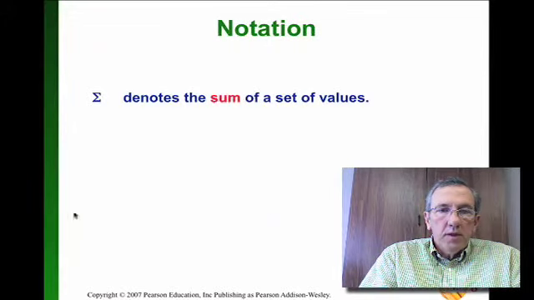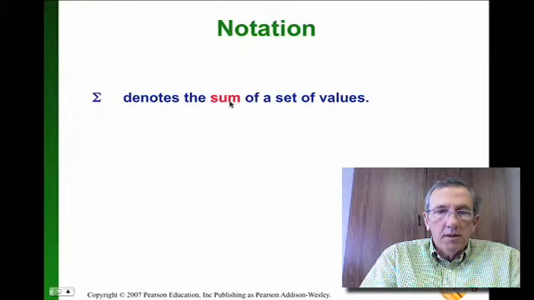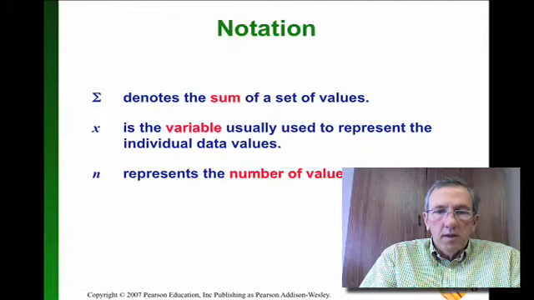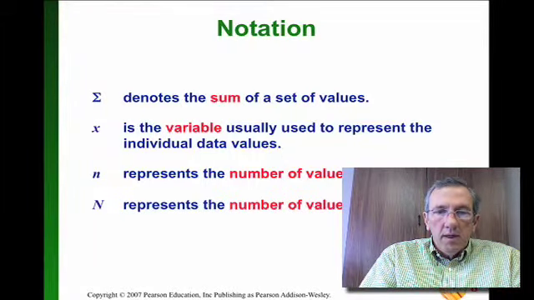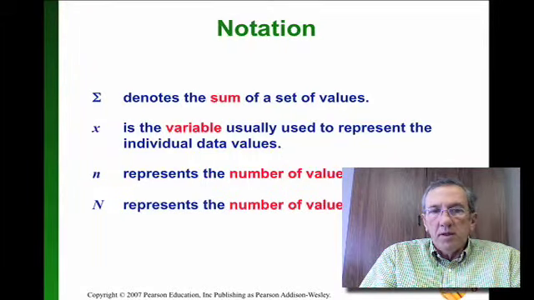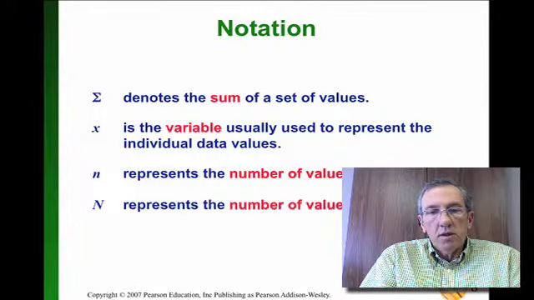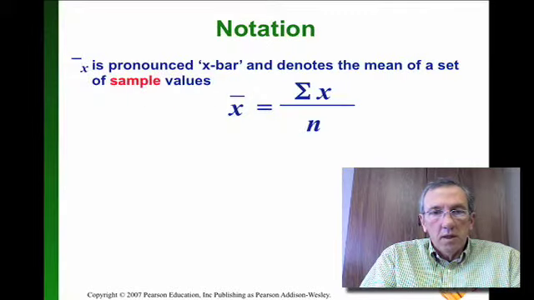The notation we use is the sum of the numbers. That makes sense, and we use sigma. X is the individual data points, and n is the number of values in a sample. Capital N is the number of values in a population. We don't use that much because we don't have the time and money to get all the population values.